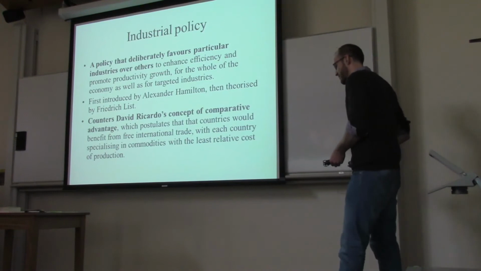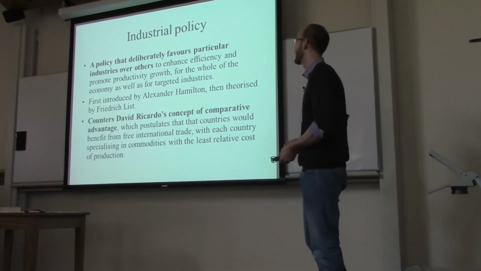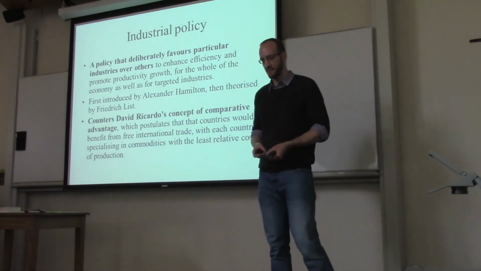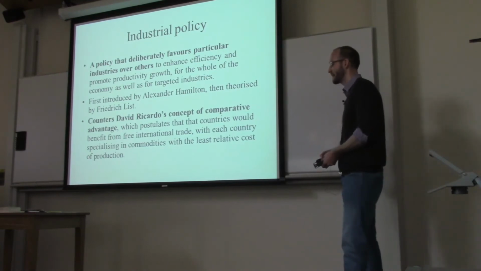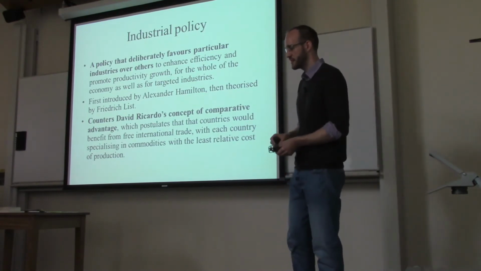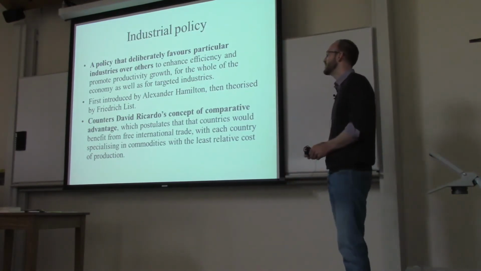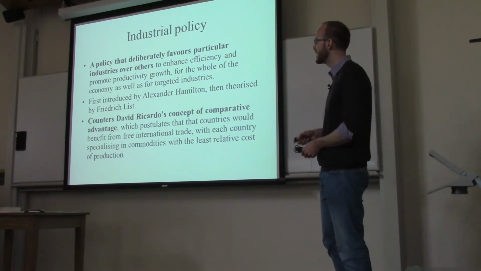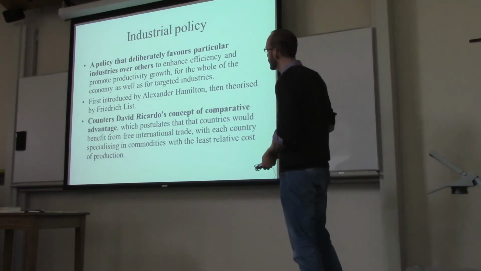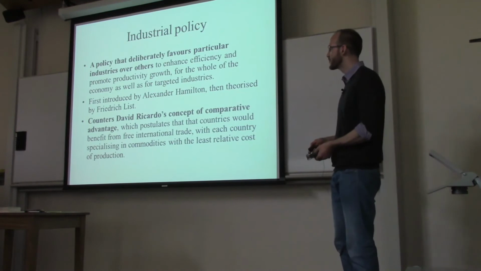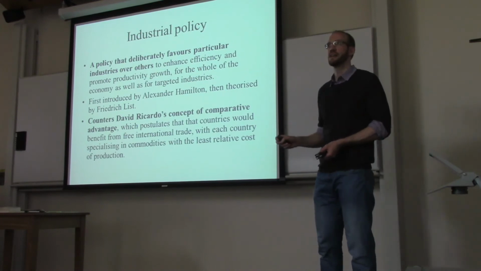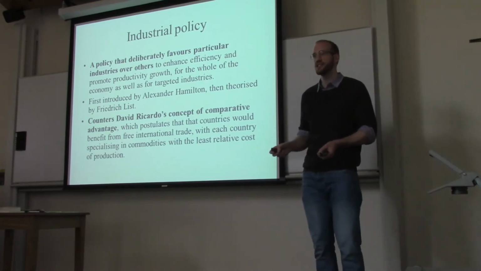All right, so on to the solution to this. The solution must obviously be then, okay, we'd like to develop manufacturing industry. It's a big factor, a big cause of economic development. And those sort of policies are usually termed industrial policy. This is defined as a policy that deliberately favors particular industries over others to enhance efficiency and promote productivity growth for the whole of the economy as well as for targeted industries. So it specifically puts the role of the state, the role of government, at the center. And that's why it's been quite contentious, right?